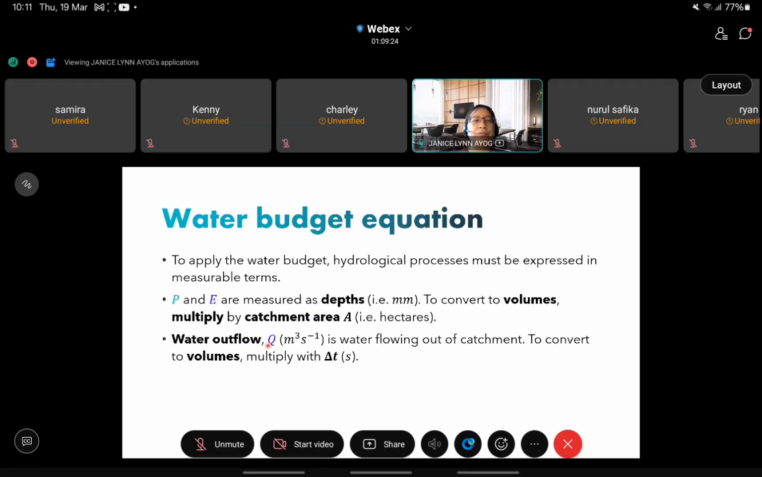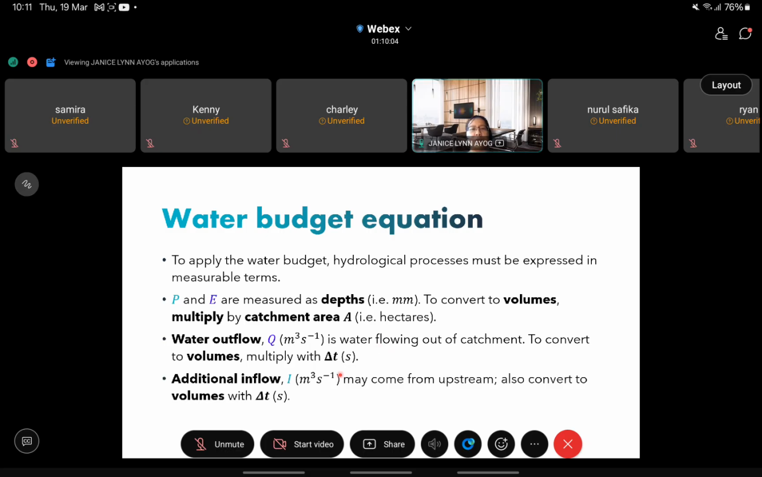Now, the water outflow from the catchment, we mention here as Q, and the unit is cubic meter per second. If you want to convert that into volume, you have to multiply that by delta T, meaning you need to know for how long the outflow is contributing. Is it monthly, weekly, or daily? So you need to know what the delta T is, and then multiply that with Q to get the volume.